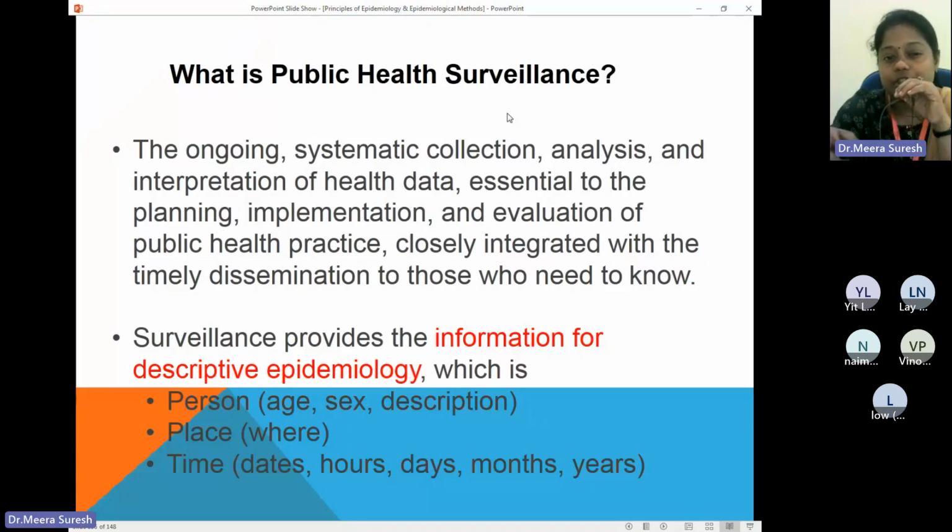Both are the same. When you go by this definition, the same definition is applicable for monitoring also, but one word is not applied. Can you say what that one word is? Should I answer or are you trying? Okay, that one word will be ongoing.